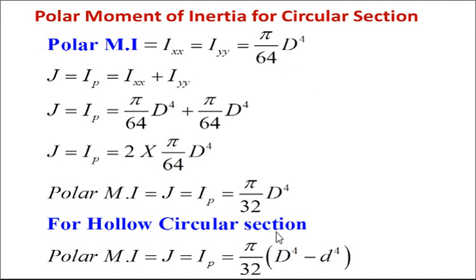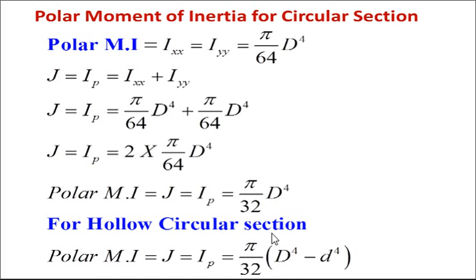For a hollow circular section, we know that there are two diameters, internal and external. So for a hollow circular section, the polar moment of inertia remains the same. Only the change is you have to deduct: capital D raised to 4 minus small d raised to 4. Okay, so the formula will be pi by 32 times capital D raised to 4 minus small d raised to 4.